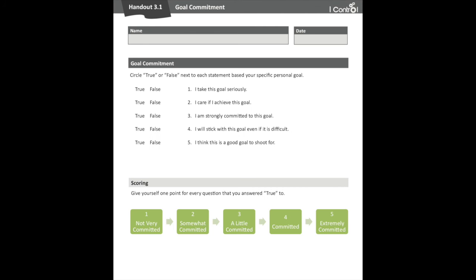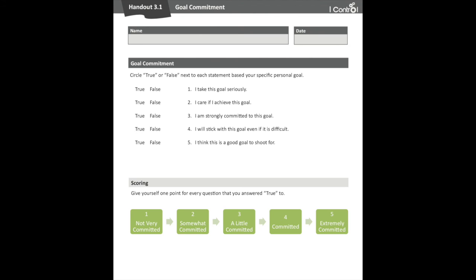Now that you've made your goal more specific by imagining what it will be like to achieve it, let's look at what it means to be committed to your goal. Being committed to your goal means making a decision to stick with it, even when things get difficult. Turn to handout 3.1. Think about your specific goal and circle true or false for each of the statements. Pause the video while you complete this activity. When you are done, press play.